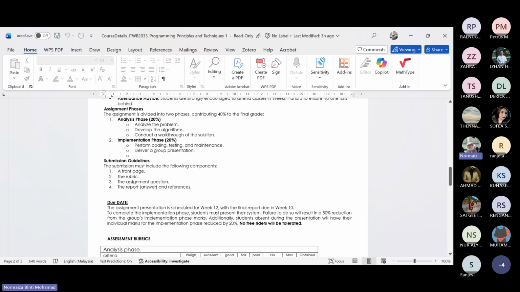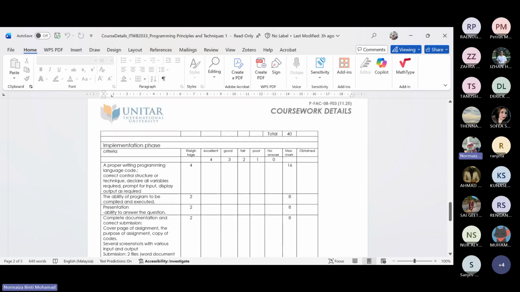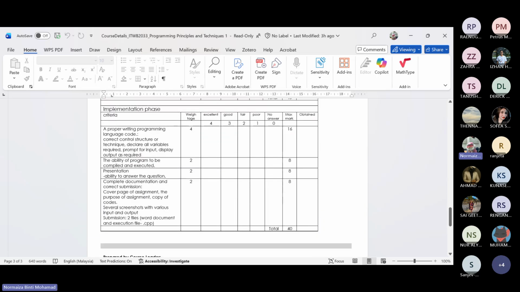For the analysis phase, 20 marks, that will be divided into two to get the 20%. And then for the implementation phase: proper programming language code, correct control structure or technique, declare all variables required, prompt for input, display output as required, program to be compiled and executed, presentation, ability to answer the question, and then complete documentation, and correct submission.